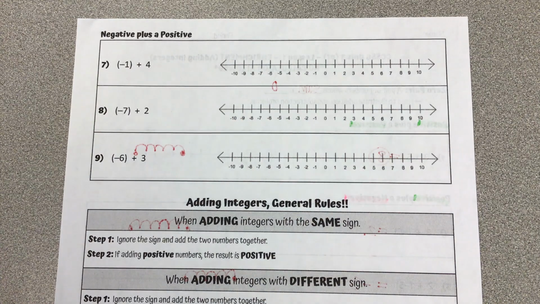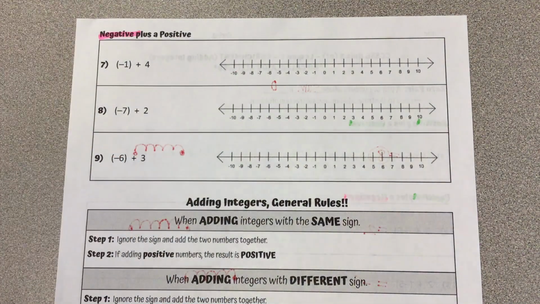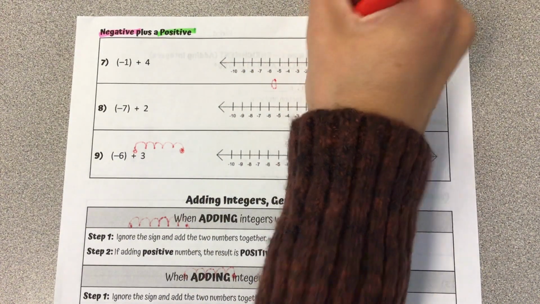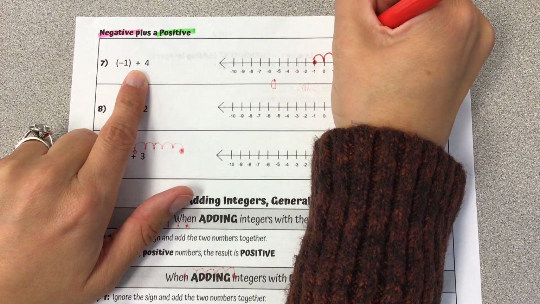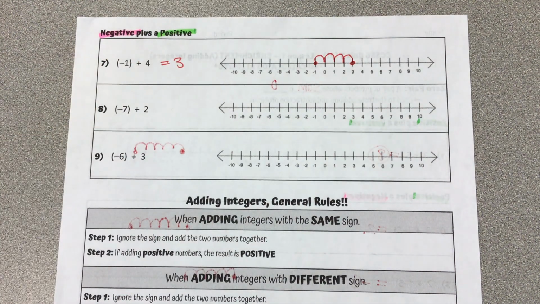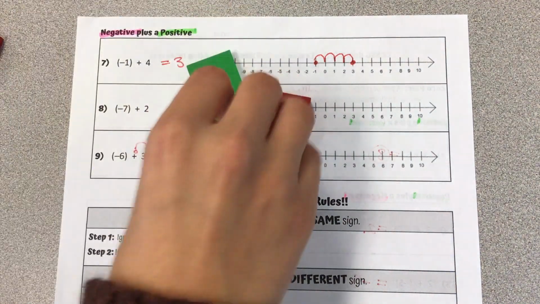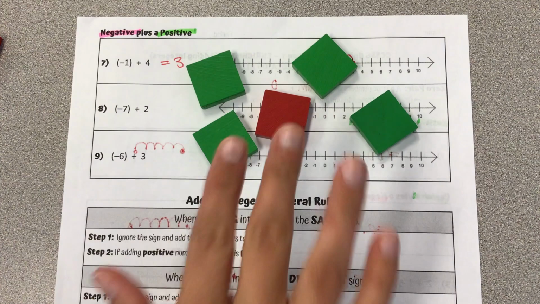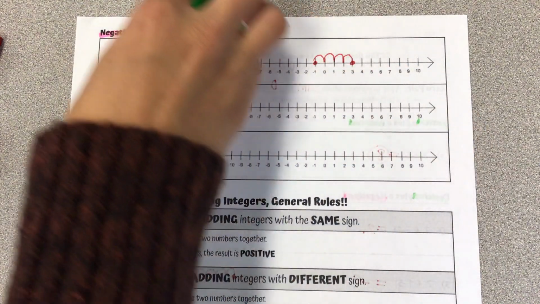And the last thing we're going to look at is a negative plus a positive. So we're starting with -1. We're adding positives. When we add positives, we go to the right. So 1, 2, 3, 4. It lands us at +3. If we think about it with the blocks, we started with 1 negative. We added in 4 positives. These two cancel each other out. We're left with 1, 2, 3 positive values.